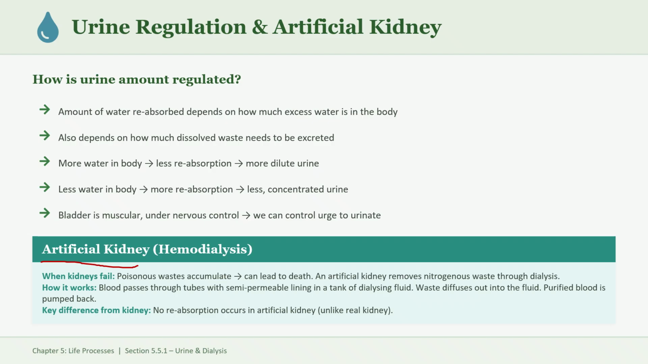Unlike real kidneys, this process does not involve reabsorption. Reabsorption won't occur. It is not like our real kidney. Normally about 180 liters of filtrate is formed daily, children. That is the initial filtrate. But only 1 to 2 liters of urine is excreted due to reabsorption. And organ donation also plays a role nowadays.